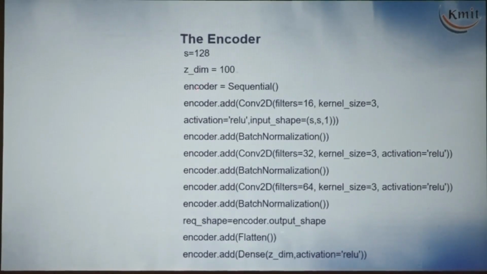See here, encoder equal to, I am taking the image size, S is image size, I am taking 128. I am taking 128 by 128 image. Actually I have taken this code, this is not my program. I have taken this from the Keras library. Directly I am taking from the Keras, but I modified according to my requirements.